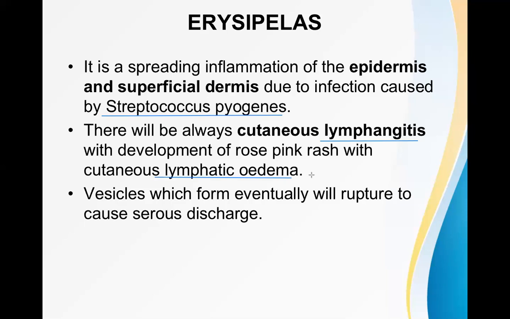And why is it swollen? Because of the involvement of those lymphatic channels. They are blocked, they are inflamed, they cannot drain the lymph from that area. So lymph is collected there. That is the cause for edema in that region. This is a very important point in erysipelas. Sometimes vesicles may form which ultimately rupture to cause serous discharge from the surface. There is no pus discharge. This is a serous type of discharge.